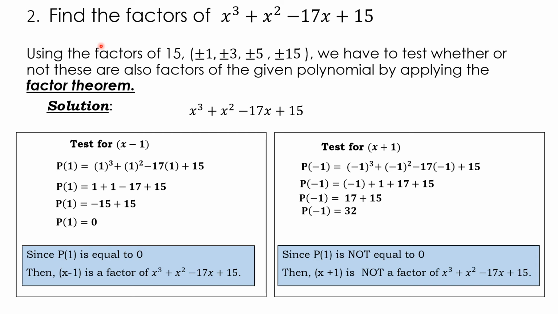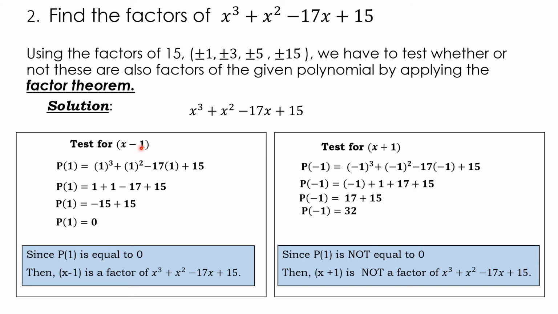Okay, for number 2, find the factors of x cubed plus x squared minus 17x plus 15. O, iba na yung given natin. So, gagamitan naman natin siya ng factor theorem. So, ibig sabihin, pwede palang gamitin yung synthetic division at pwede rin gamitin yung factor theorem sa paghahanap ng mga factors ng polynomial. So, we are going to test x minus 1.